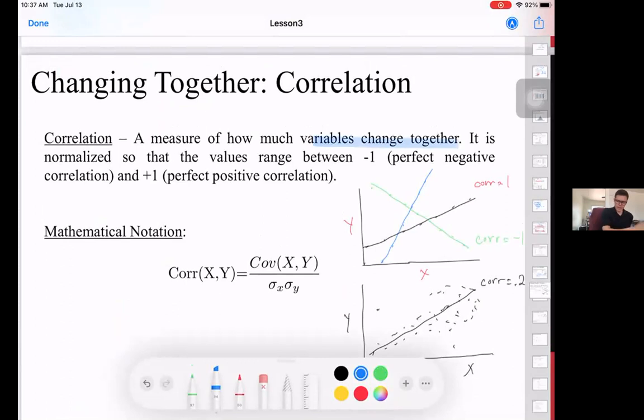So we normalize it, which means we divide it by something that makes it very easy to compare across different data sets. So the range of a correlation varies between -1, which means a perfect negative correlation, and +1, perfect positive correlation.